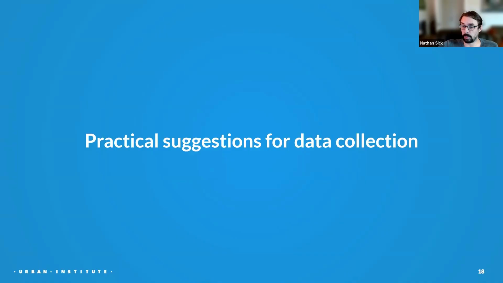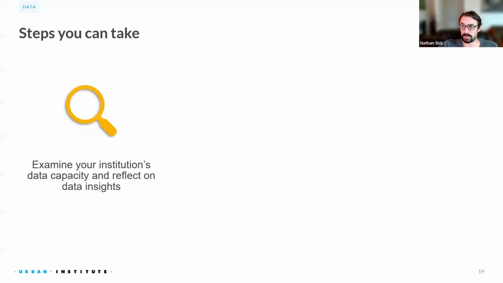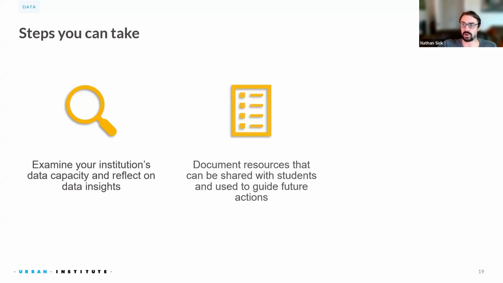So we're going to get into the weeds a little bit now, some practical suggestions for data collection. Okay, so steps you can take. You can examine your institution's data capacity and reflect on any data insights that you have right now. So think about, what are you currently tracking? What would you like to track? What would you like to track but haven't been able to due to technical challenges? Or what would you like to track that maybe is low-hanging fruit that you could implement? Look at data, document resources that can be shared with students and used to guide future actions.